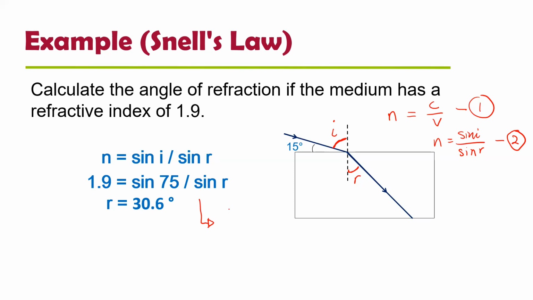So if I want to make sine r my subject, I will do cross multiplication. It will become sine 75 over 1.9. I'm not interested in sine r, I'm interested in r. So in your calculator, you can press shift sine, it will become inverse sine. So I will do inverse sine of the entire ratio, sine 75 over 1.9. I will get 30.6. You may please try it on your calculator.